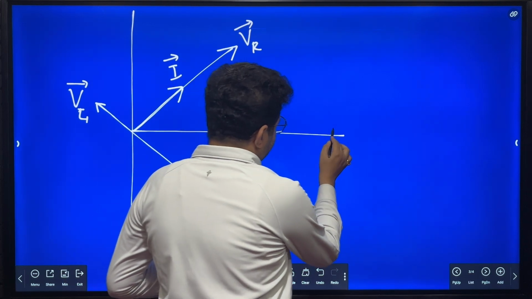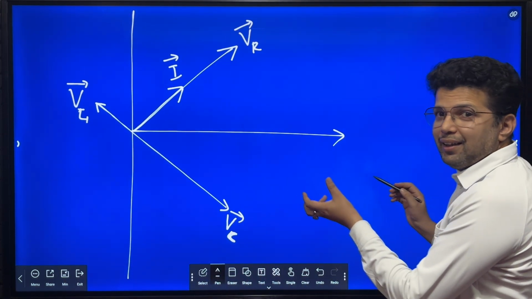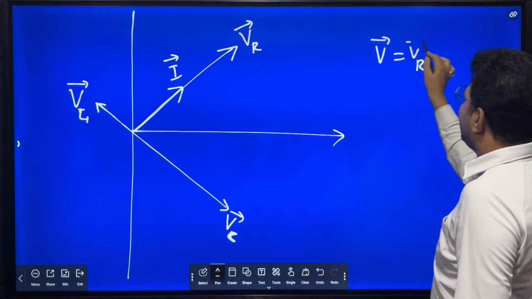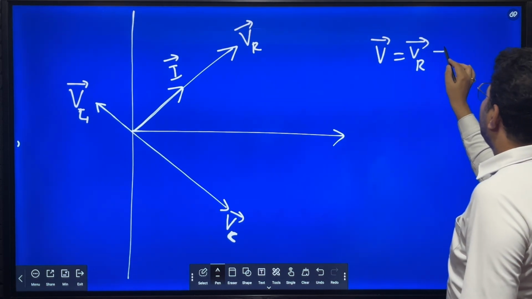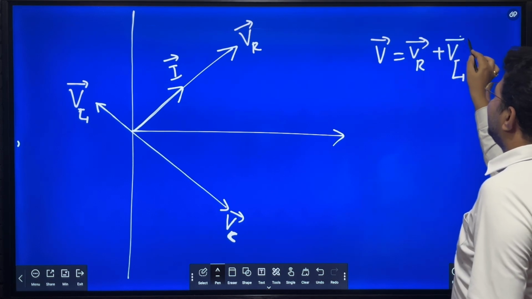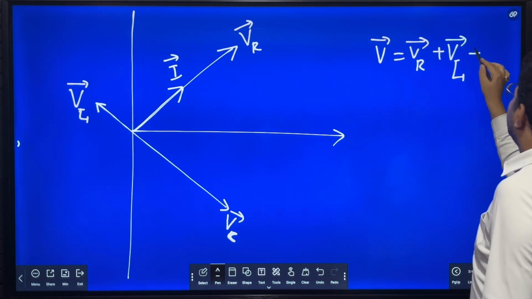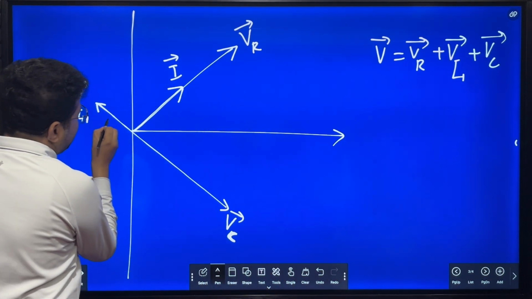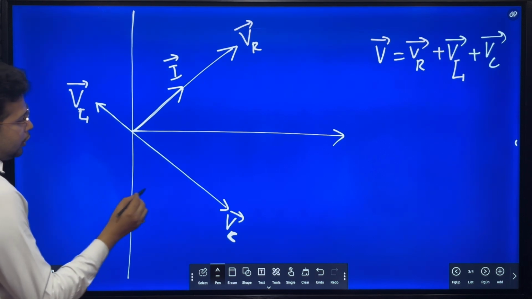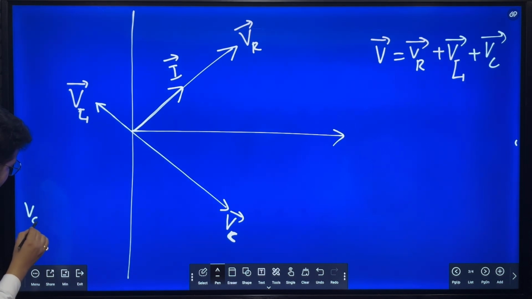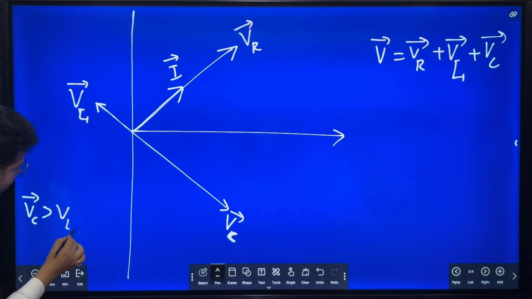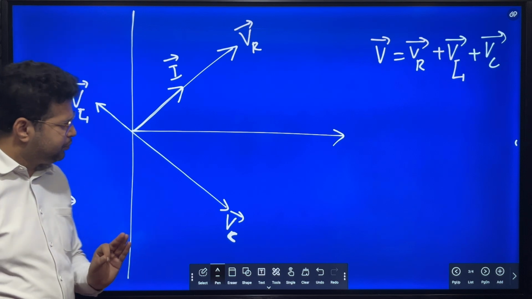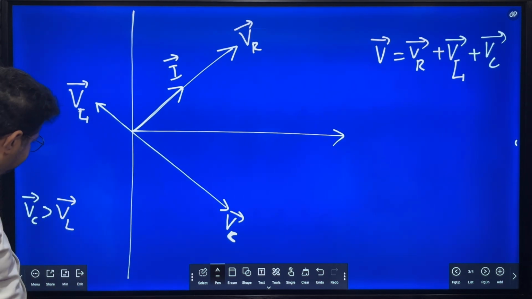Now, what is the resultant voltage? The resultant voltage V is equal to VR plus VL plus VC, which means we have to add them. So how to add them? First we will add these two. Here we have considered that VC, the voltage across the capacitor, is greater than VL, the voltage across the inductor. It is a consideration; you can take the reverse also, no problem.